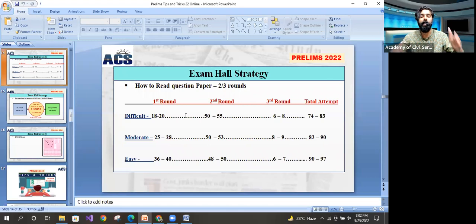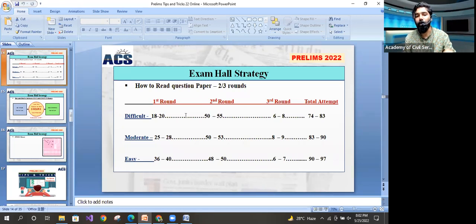The total attempt, if the paper is very difficult, and it depends upon your accuracy also, the average number of questions we can attempt in the difficult paper will be 74 to 83. So this is the number of questions you will be attempting in the first round, second round, and third round. I will also share the PPT. You can also check that.